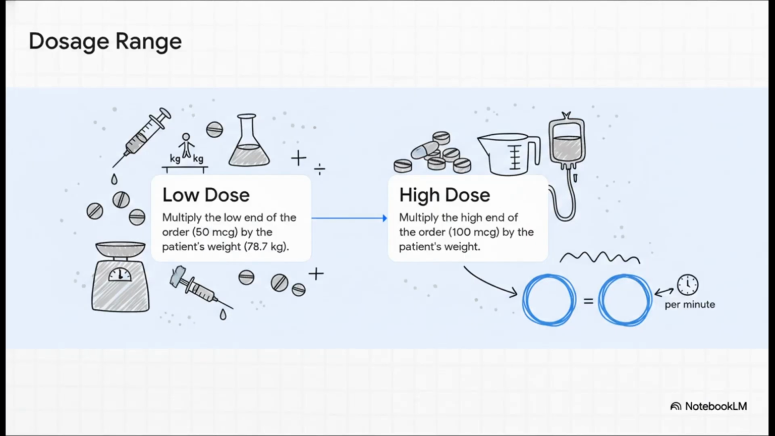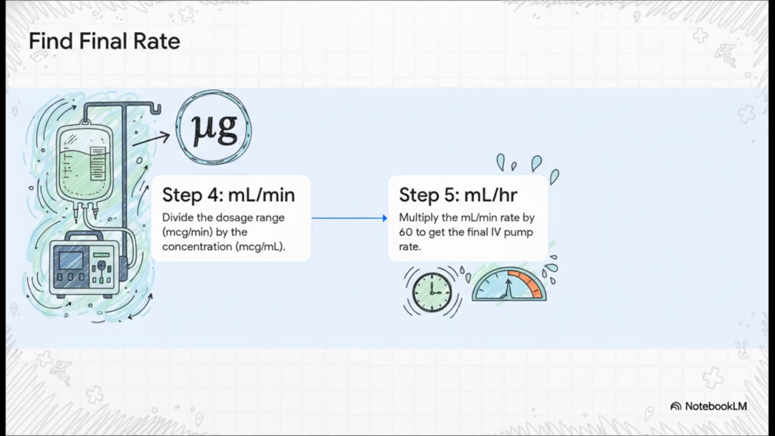So next up, we need to figure out the specific dosage for our patient. The order is based on weight, right? It's per kilogram. So we multiply the low end of the order, 50 micrograms, by our patient's weight of 78.7 kilos. And we do the exact same thing for the high end, 100 micrograms. That gives us our personalized dosage range in micrograms per minute.